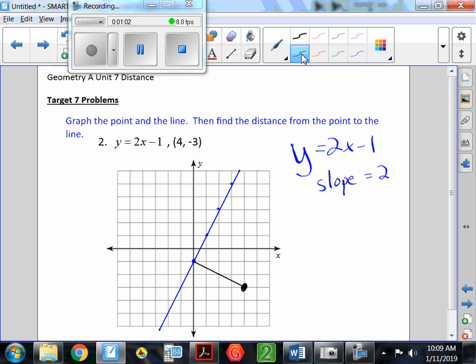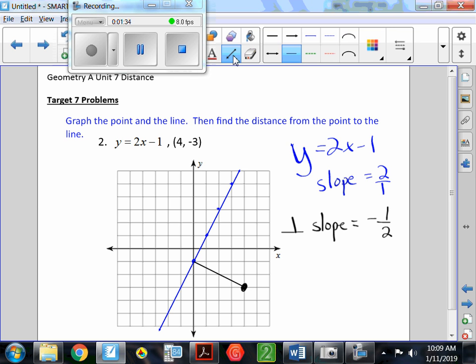The perpendicular slope that I'm going to want to use is the opposite reciprocal of the blue slope. The blue slope is 2, or 2 over 1. So my perpendicular slope is going to be -1 over 2. So from the black dot, from the point 4, -3, to the blue line, I need a slope of -1/2. If you look at my graph, that's exactly what I have, because I went up 1 and left 2, up 1 and left 2. Once I draw that, I can then form a triangle and do Pythagorean theorem.